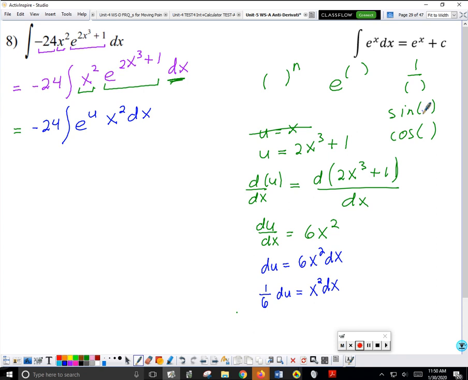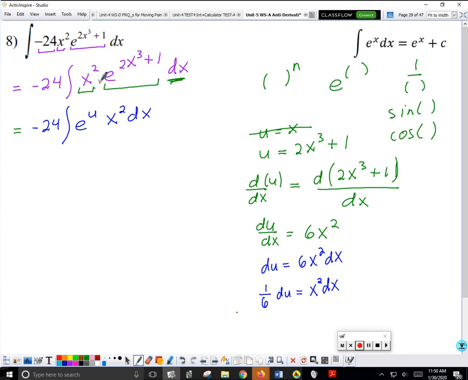My choice for u is always the something. And then I test. I take the derivative of this choice. The derivative of this something should be the other function, not the other something. It isn't. The derivative of this something should be the other function. It is.